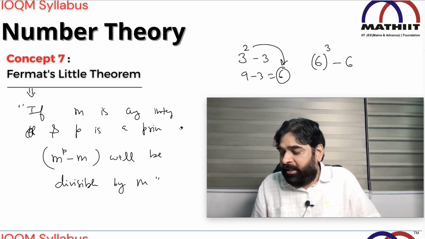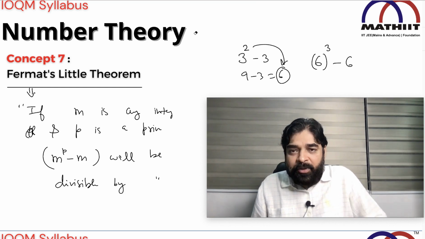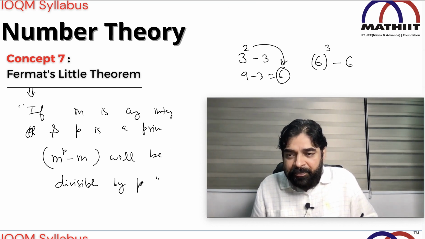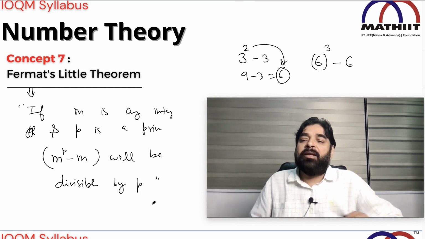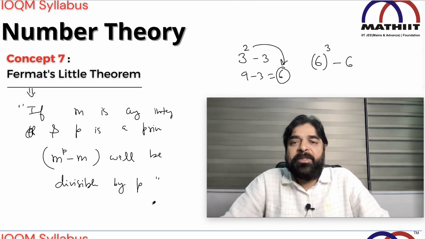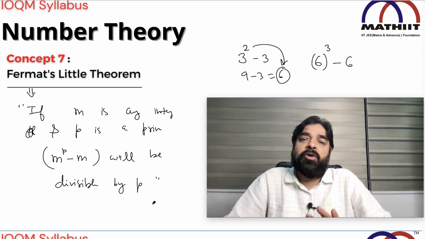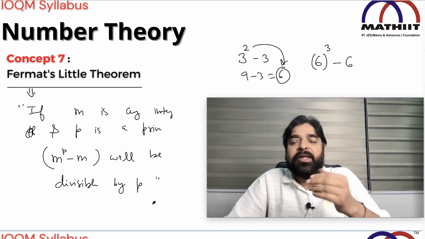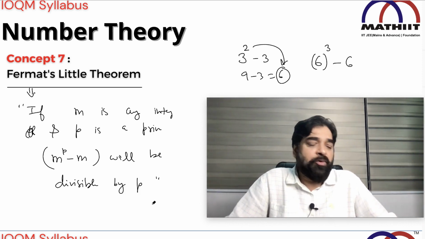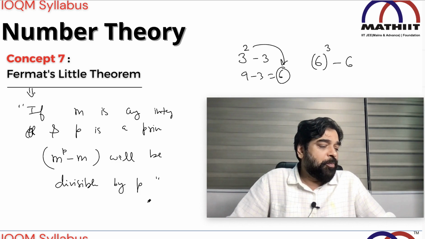I'm sorry, I made a mistake here. I wrote m here. It should be P. It will always be divisible by P. This point you have to keep in mind. That's what is called the Fermat theorem. You have to see more detail and discuss questions regarding this one. All those points you have to take.